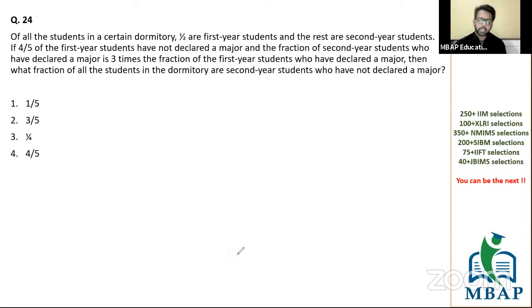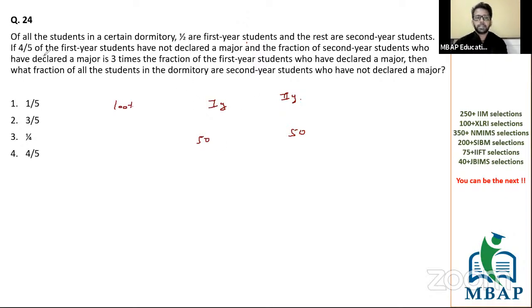Now again, arithmetic. Let's take one more good question which has come in the paper of arithmetic, and let's see if you're able to solve this. Of all the students of a certain dormitory, half of the students are in the first year and the rest of them are in second year. So whatever the number of students may be, let's say 100%, I have got first year students and second year students. The first year students is 50. The second year students is also 50.